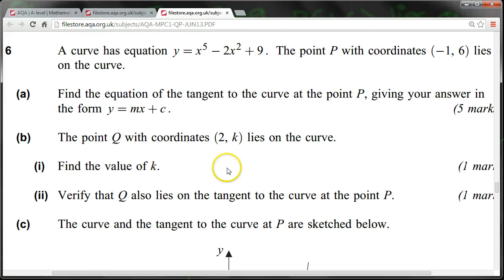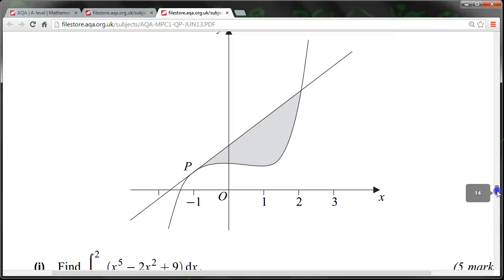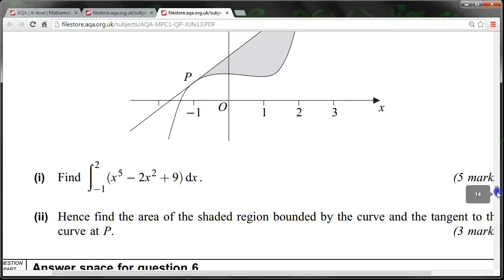Here's the question, parts A, B and C. Pictures below and there's a little bit more underneath. So let's go down to the picture. Here's the sketch of the curve and the straight line tangent. Find this integral and the shaded area.